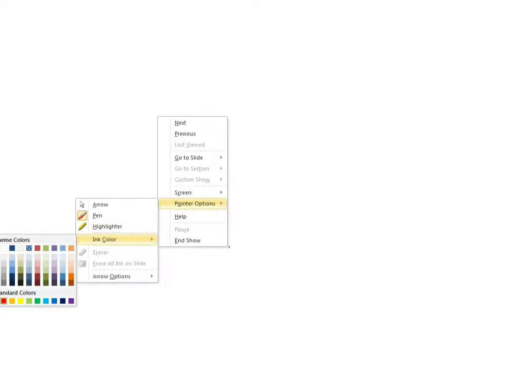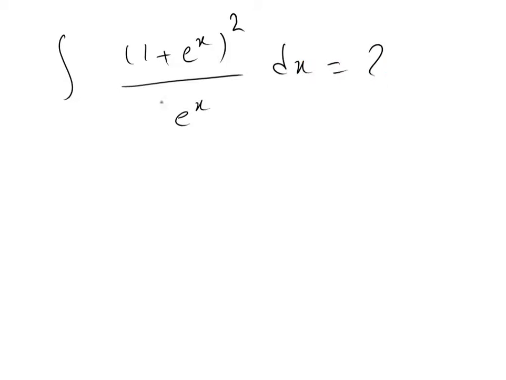Hello everyone, today I'm going to show you how to calculate the integral of (1 + e^x)^2 divided by e^x dx. Okay, to solve this integral we have to first expand the term (1 + e^x)^2.